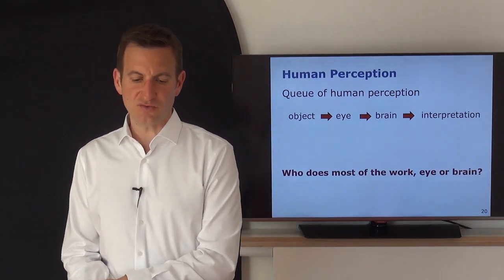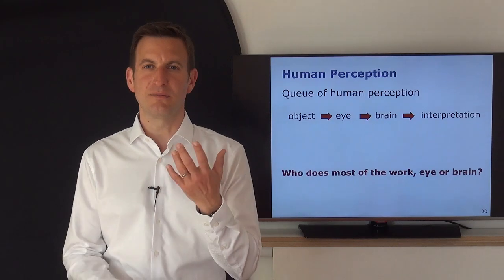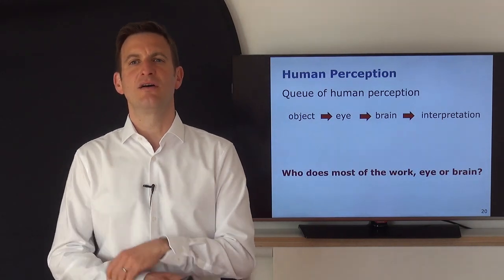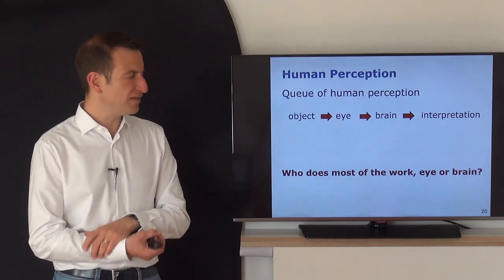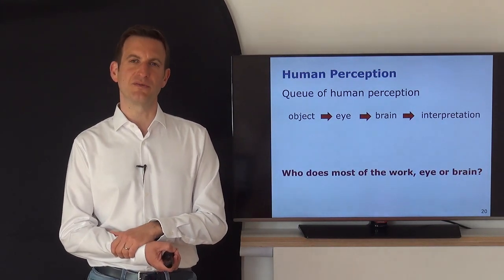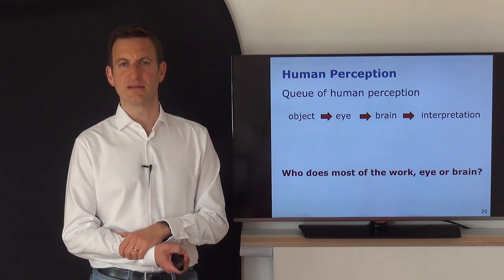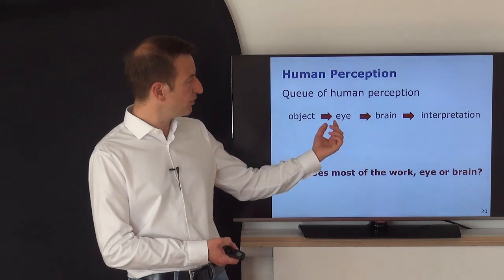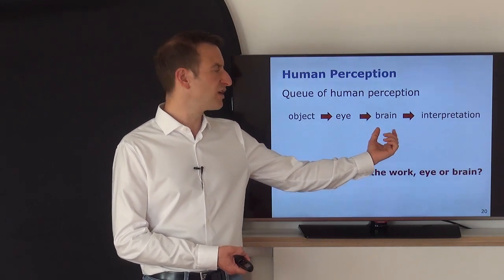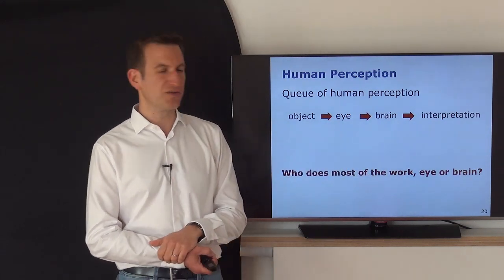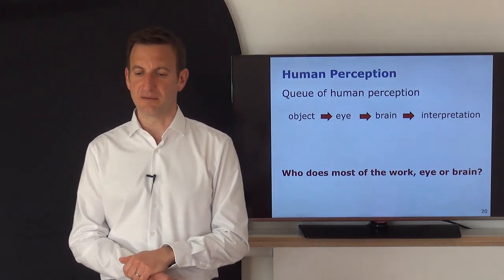And so the question now, which is interesting for us from the point of view of the field of photogrammetry, is what is actually the trickier part? Who does most of the work? The eye or the brain? So is it more tricky to turn the object into kind of an image-like structure, or is it a trickier problem to interpret what we are seeing and put that into meaning?